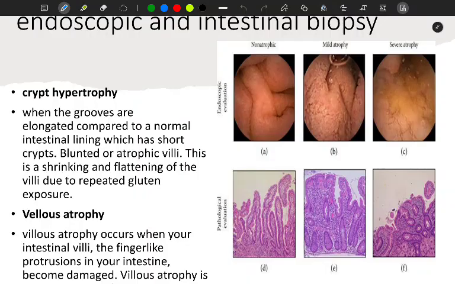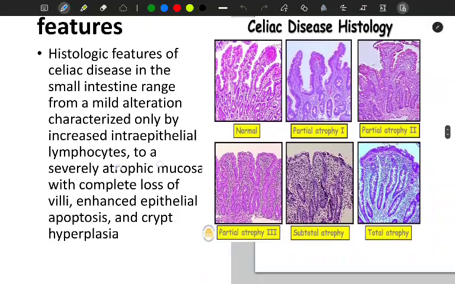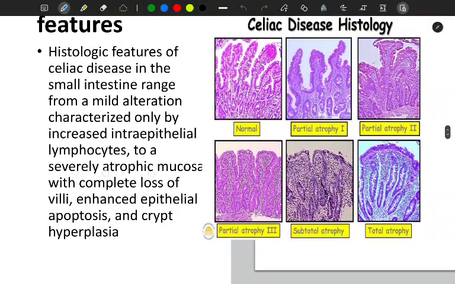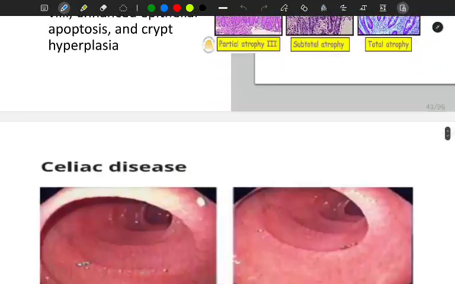Next. Histologically, it starts from normal, then partial atrophy, lymphocyte infiltration, crypt hyperplasia, and then eventually they might have H. pylori. We also see mucosal lymphoma, low-grade lymphoma, because chronic infiltration of lymphocytes might eventually lead to mucositis or low-grade lymphoma at the site of infiltration. Next. Celiac. This is the appearance.